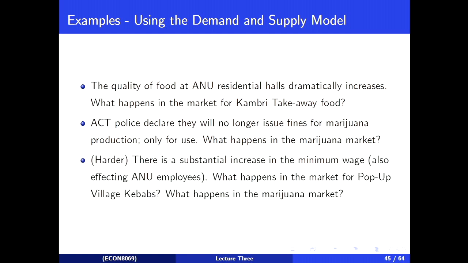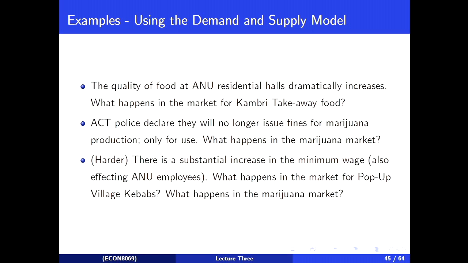Excellent. And finally, the hard one. There is a substantial increase in the minimum wage. So I believe the Labor government in Australia is currently arguing for what amounts to a substantial increase in the minimum wage by shifting to a living wage. We're talking about quite a non-trivial increase.